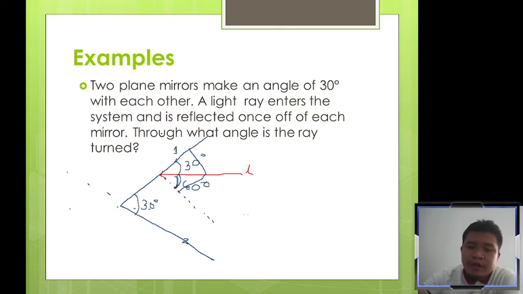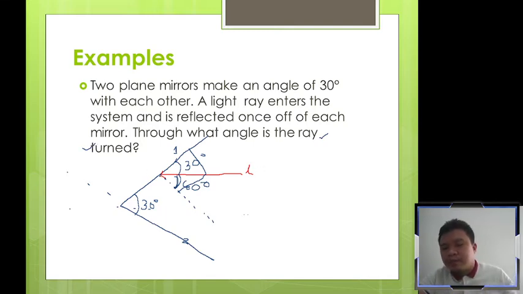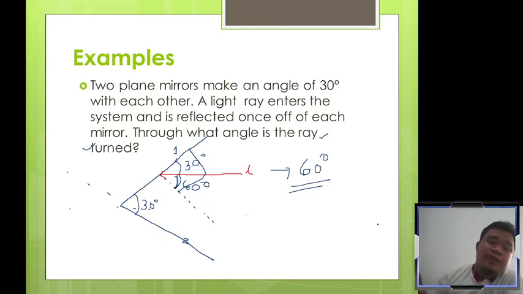And now the question asks through what angle the ray is turned. So technically, the ray is turning from here at exactly 60 degrees. So the answer for this problem is 60 degrees. So this is how we tackle this problem. I hope that you understand that one. So let's move on to another problem.